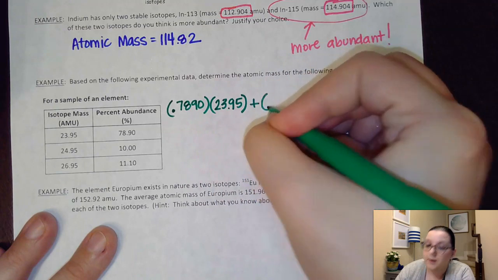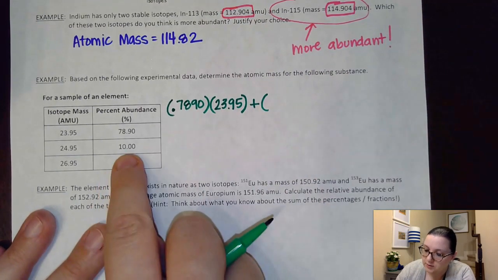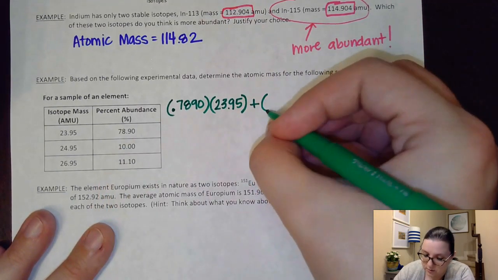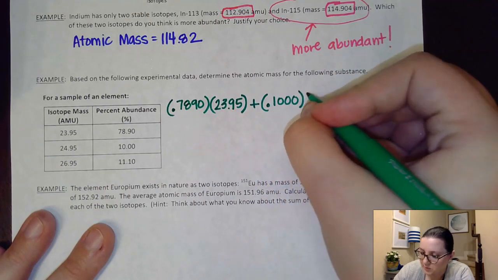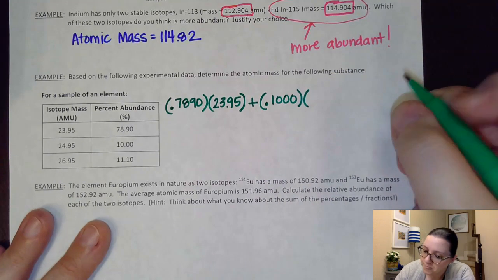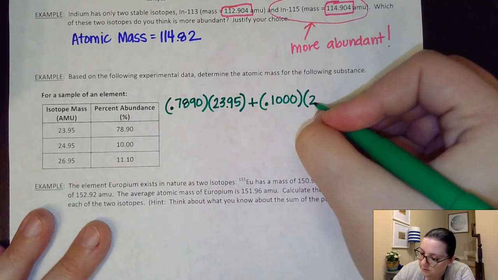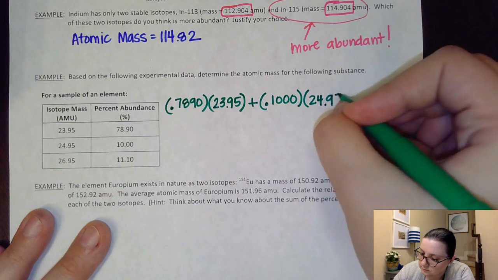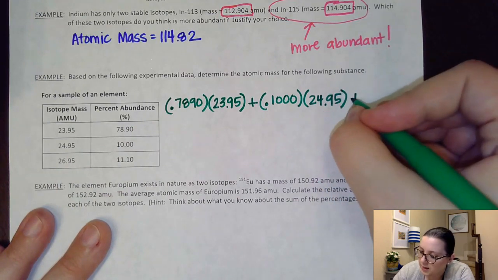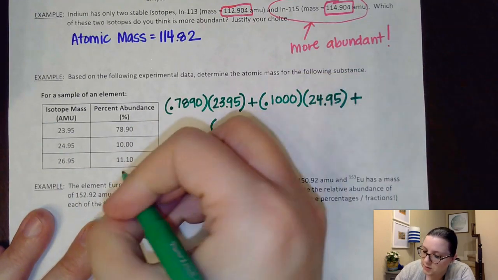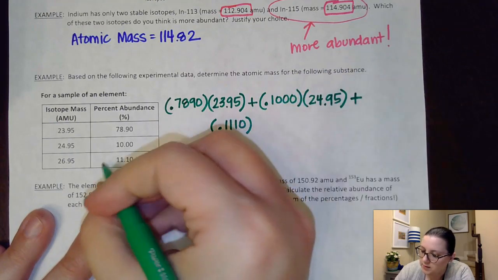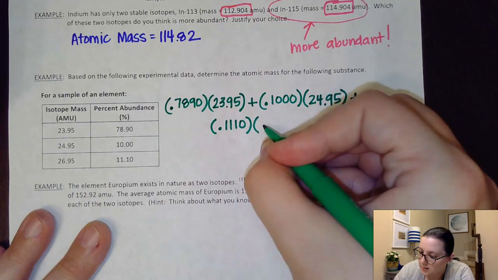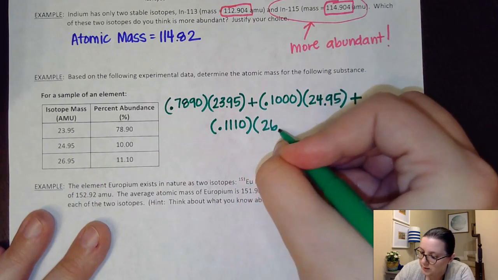added to my next isotope. So instead of using 10%, I'm going to use 0.1. And I'm going to go ahead and write the zeros for sig fig purposes, but you wouldn't have to when showing your work. 24.95. And I'm going to add that to my last isotope. So I'm going to have 0.1110 once I move that decimal over 2 places. And then I'm going to have a mass of 26.95.